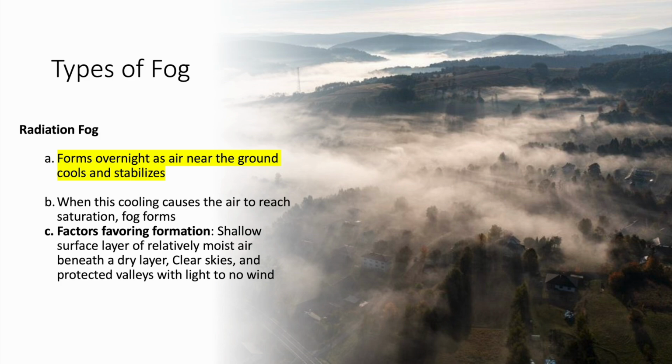So as we talk about fog, it really helps you remember what the names are if you think about what is occurring to make that fog form. So radiation fog happens because the heat radiates from the surface, and so the surrounding air close to the ground cools, reaches dew point, and forms fog.